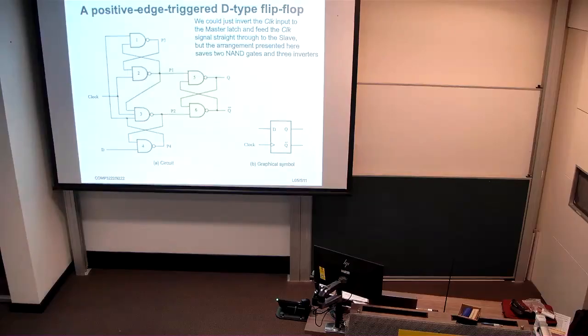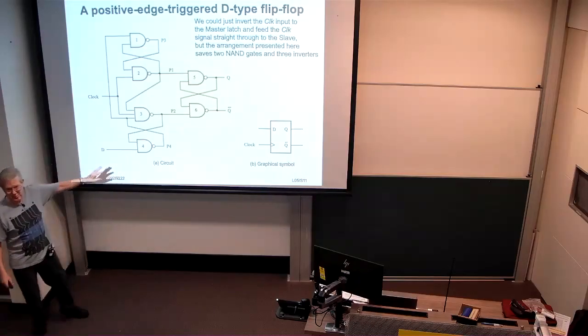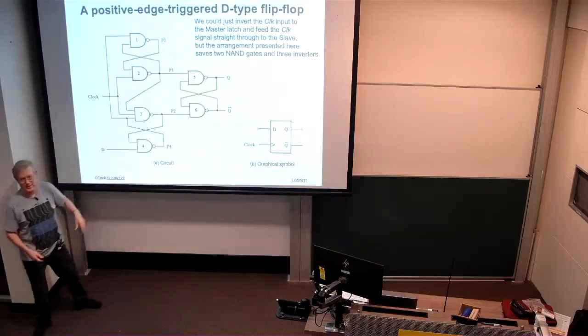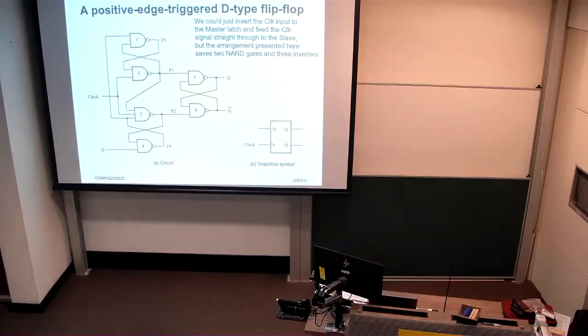However, this more complex circuit saves a number of NAND gates and a couple of inverters, and therefore it's preferred as the standard sort of positive edge triggered D-type flip-flop circuit. Now, I'm not expecting you to remember the circuit. Remember, it's an open book exam. You've got it there in front of you if you need it. Believe me, I won't be asking you to recall what the structure of the D-type positive edge triggered flip-flop is. But it is worth understanding how it works.